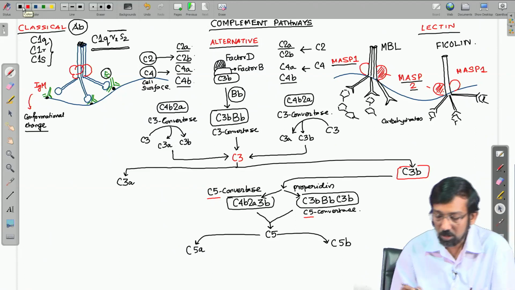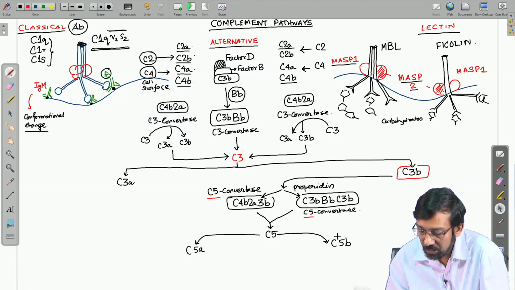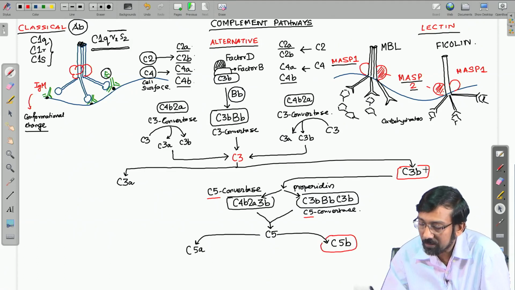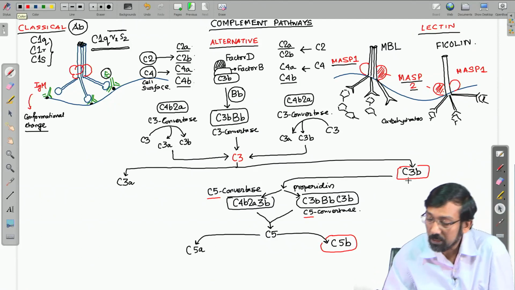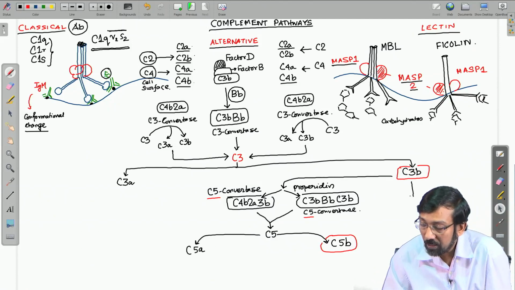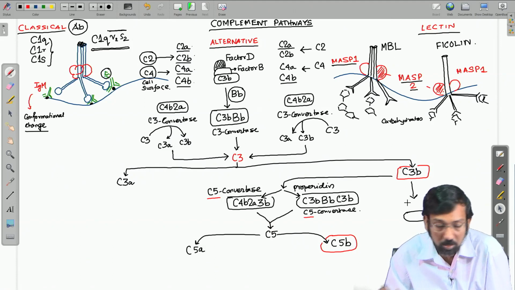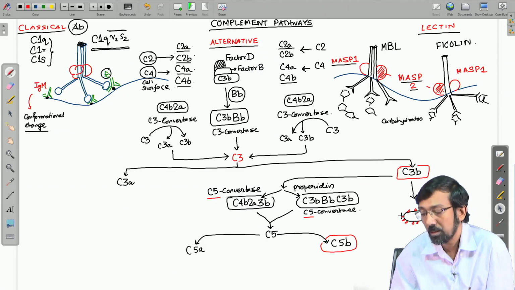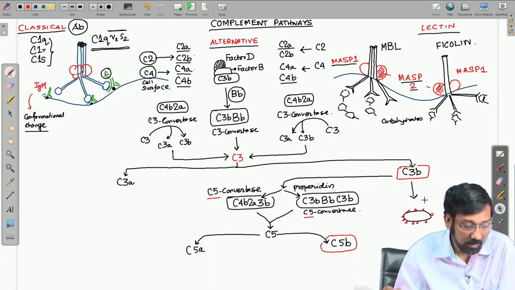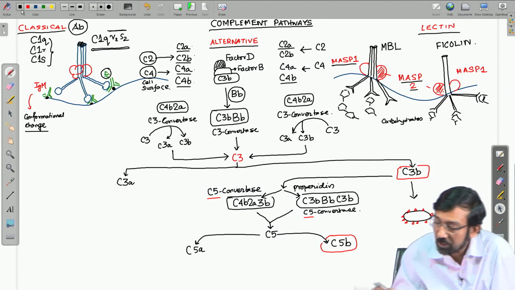So, we come across at least two major components in the complement activation pathway. One is this C3b, which can directly coat the pathogen. So, it can coat the pathogen surface and it can assist in the process of opsonization.